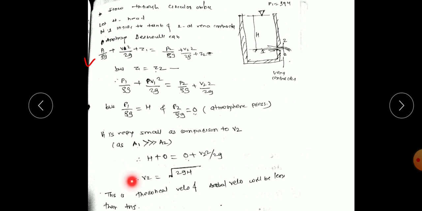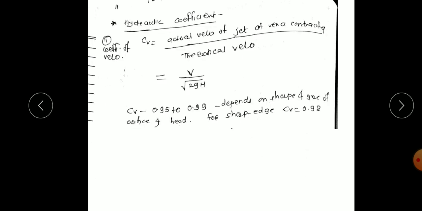Now this velocity is called theoretical velocity, because we neglect the friction of the fluid, as we are assuming an ideal fluid where viscosity is neglected. But actually there exists friction between the fluid particles. So actual velocity will be less than the theoretical velocity. So there are three hydraulic coefficients used.